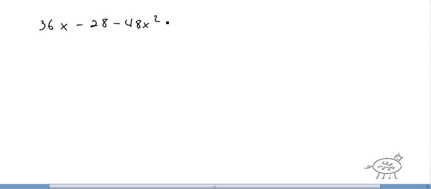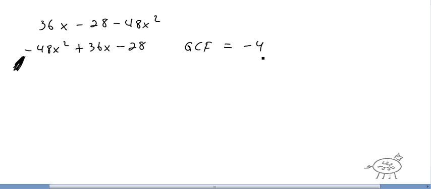Right, first thing I do, put in descending order: negative 48x squared plus 36x minus 28. And then these are bigger numbers, so what number goes into 48 and 36 and 28? I think actually 4 is going to be our biggest number. So greatest common factor equals, of course, negative 4, because of that negative right there. And we divide everything by negative 4.